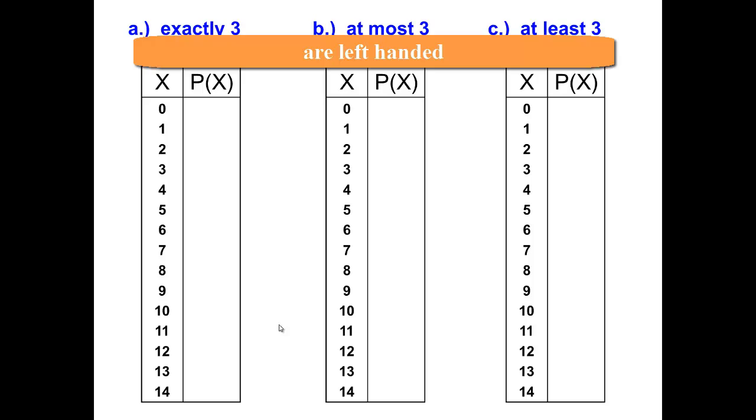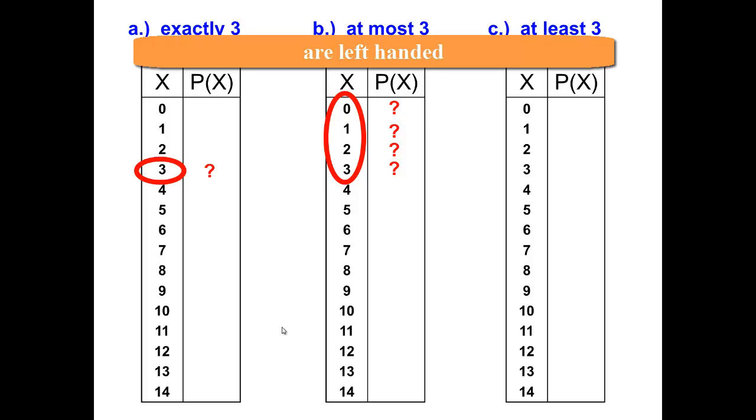In the A part, we were asked to find the probability that exactly 3 students are left-handed. In the B part, we'll find at most 3 students are left-handed, and the C part, at least 3 students are left-handed. Let's start with the A. Exactly 3. So we're only looking for the 3. So I will organize and keep my information in the table as is indicated on the screen.